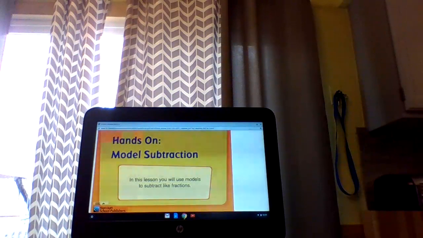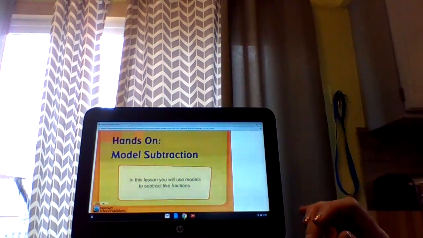All right, today we're going to talk about modeling subtraction of fractions. But remember, we have to make sure we're subtracting like fractions, so we have to have the same denominator.